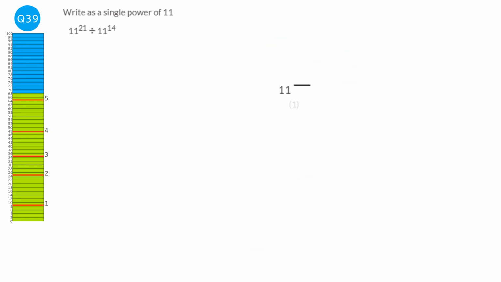Now the rules of indices say that when you've got two numbers of the same base and you divide them, and the base is the big number here, the 11s, right? And you divide them, you take away the powers. So we're going to do 11 to the power of 21, take away 14, which is going to be 11 to the power of 7. So our answer is 11 to the power of 7.